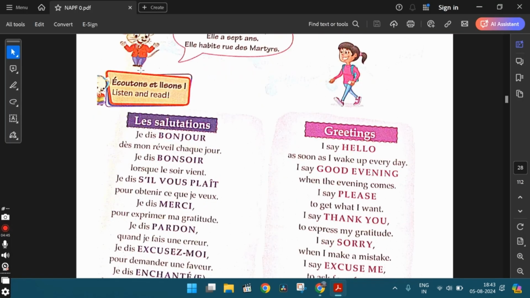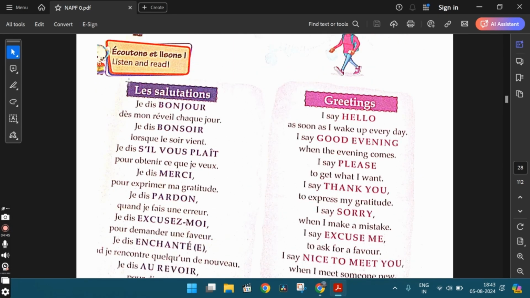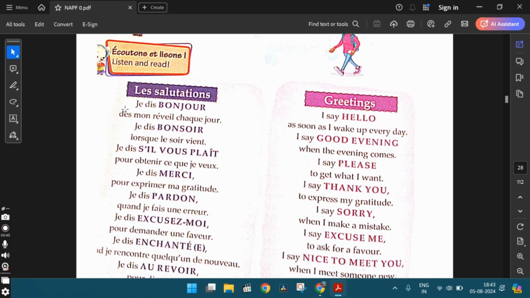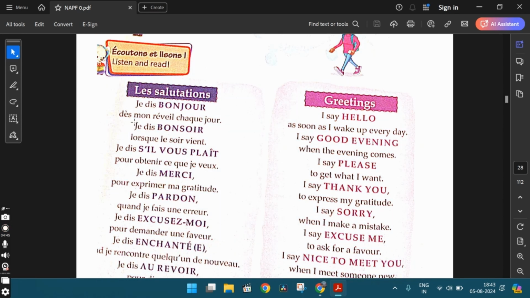Let's move ahead. Écoutons et lisons. Let's listen and let's read. There's a rhyme. The rhyme is about les salutations, which is greetings. So it's given. Je dis bonjour dès mon réveil chaque jour. I say hello as soon as I wake up every day. Je dis bonsoir lorsque le soir vient. I say good evening when it is evening.